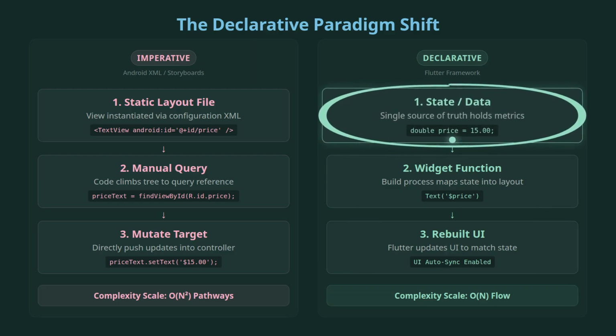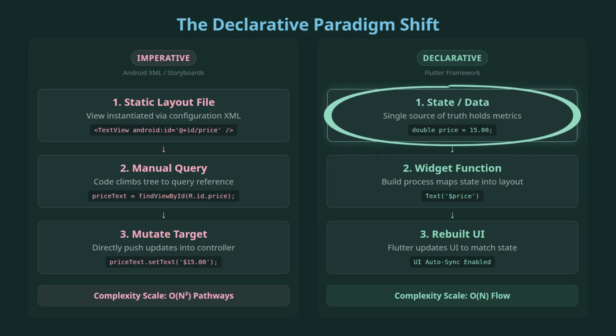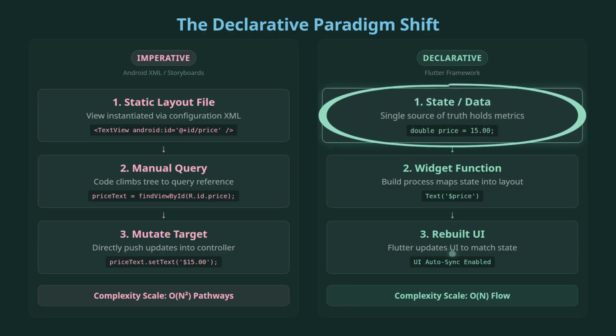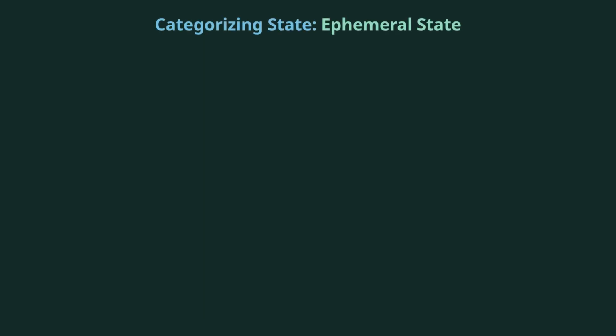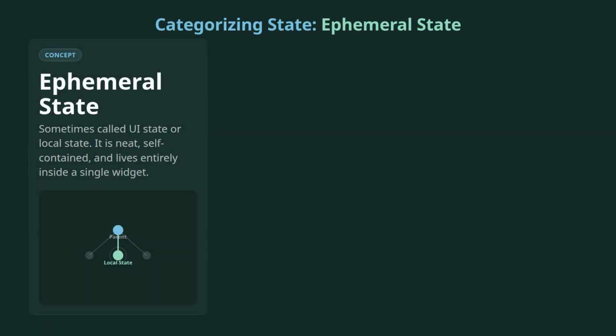This is incredibly elegant, but it means that whoever controls the state controls the entire screen. When state needs to be shared across multiple screens, the native setState mechanism breaks down because it is strictly local to a single widget. Before we look at the solutions, we have to draw a clear line between the two main types of state in Flutter.